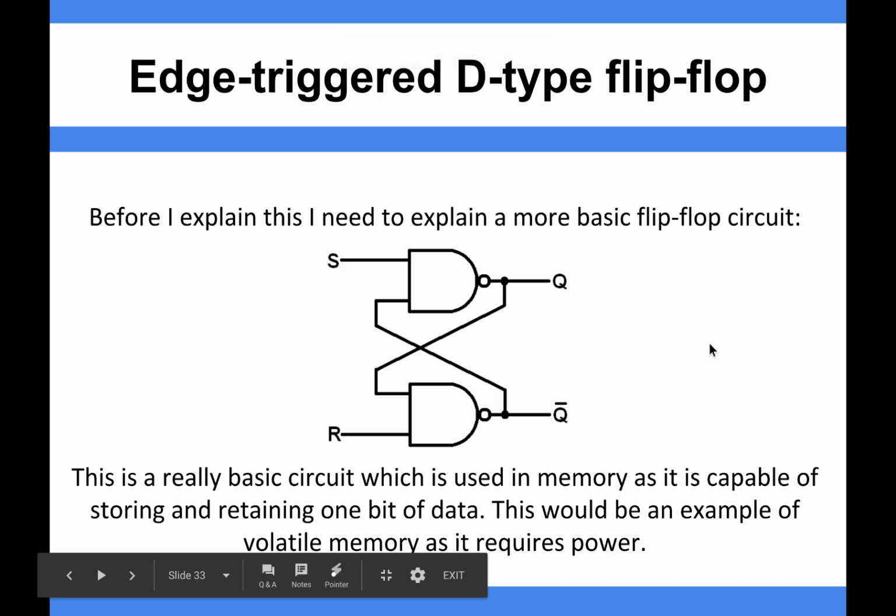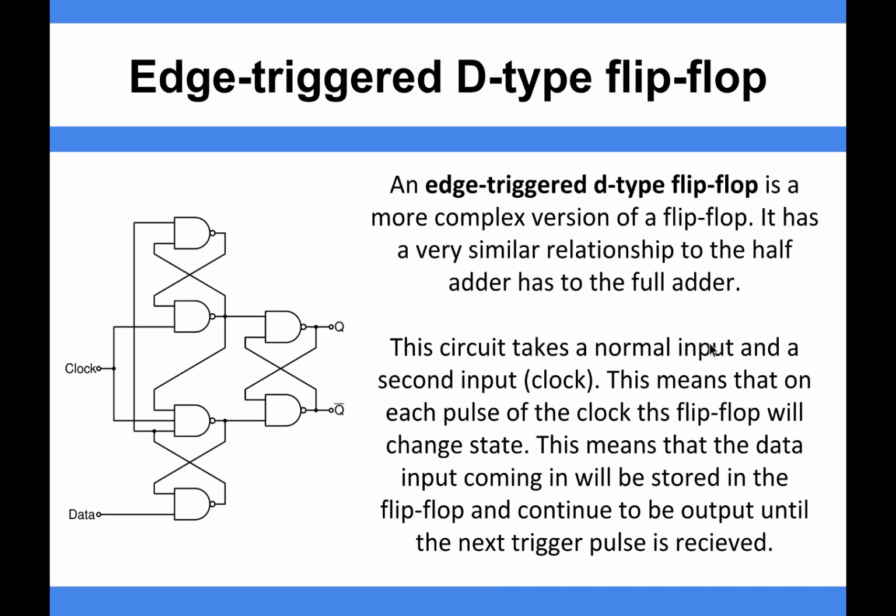Specifically, the thing I need to talk to you about is an edge-triggered D-type flip-flop. It's a slightly more complex version of a flip-flop, and it looks like it does on the left. You don't necessarily need to be able to build this. You can, and the website I was using was logic.ly/demo, which is quite cool. It's probably the best one I've found at this point. This circuit basically takes a normal input and a second input being the clock. I did try and recreate some of this in that example I showed you there.